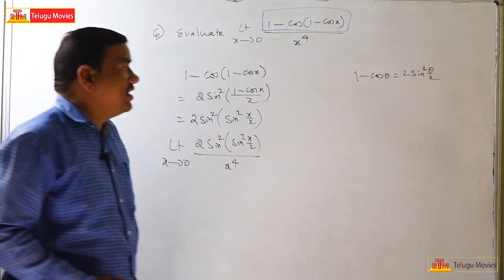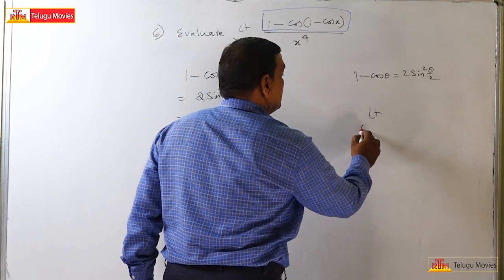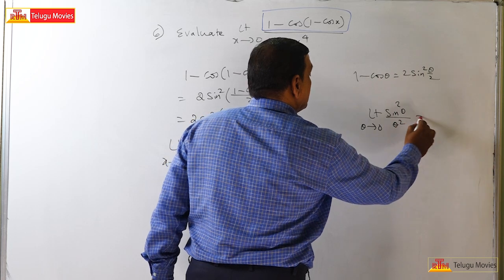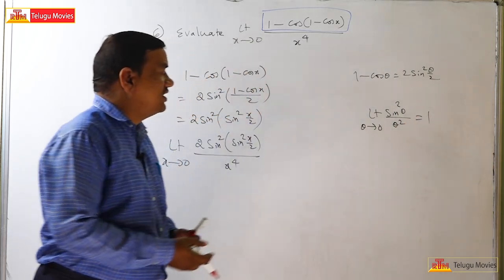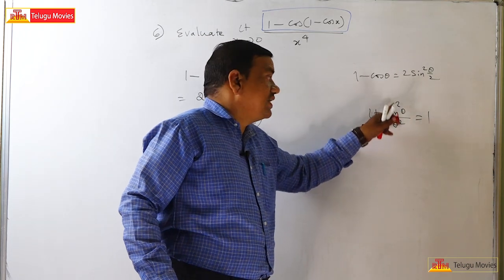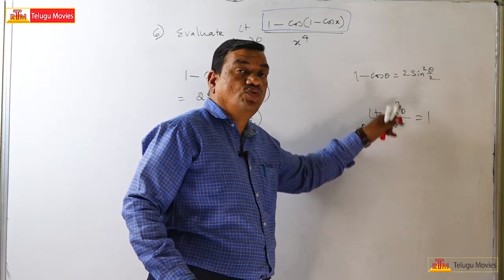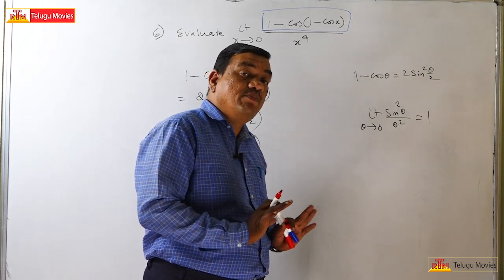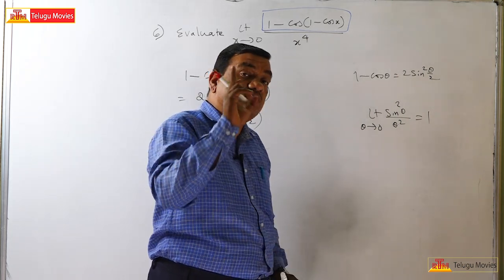Now we have the different results here. Limit theta tends to 0, sin square theta by theta square value is also 1. Whatever the power may be, if it is theta, the same power should be there in numerator and denominator, then you will get the answer 1.